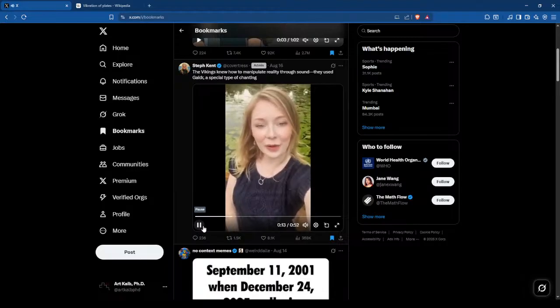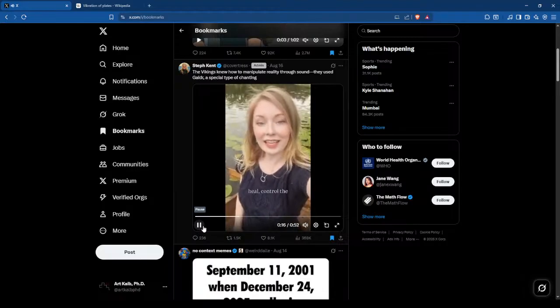Odin himself was said to have known 18 Galdr. 18? Chants that could heal, control the elements, and even raise the dead.